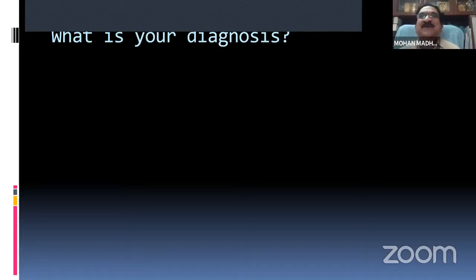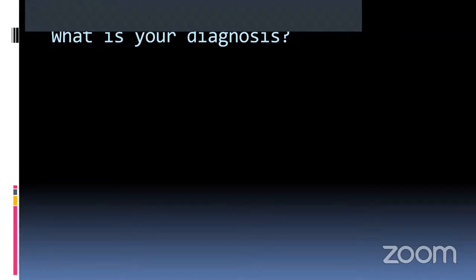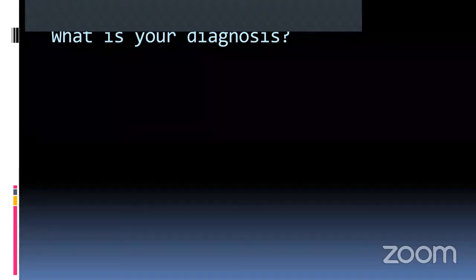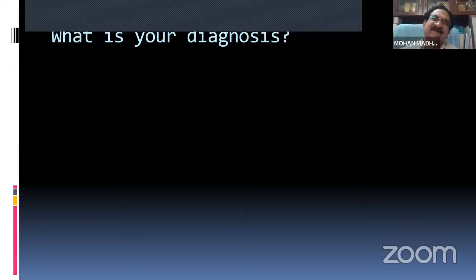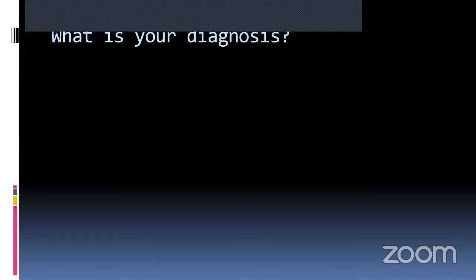Okay. What made you think it's not organic? Because it cannot happen, no? Because in the left lower limb all the sensations are absent, and the things which she cannot simulate, like the plantars and the reflexes, are all normal.